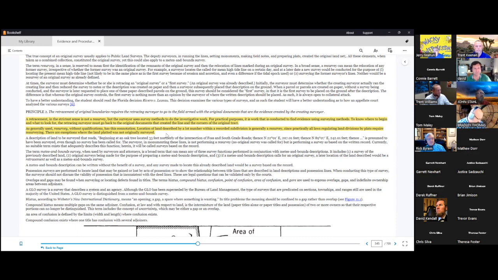To know where to begin and what to look for, the retracing surveyor must go back to the original documents that created the line and the corners of the original tract. As generally used, a resurvey without qualifications has this connotation. Location of land described by a lot number within a recorded subdivision is generally a resurvey. Since practically all laws regulating land divisions by plats require resurveying, there are exceptions to where the land platted was not originally surveyed. I thought I'd throw that out to the group here. Any thoughts about the difference between those two? Clarifications, experiences, court cases you're aware of?